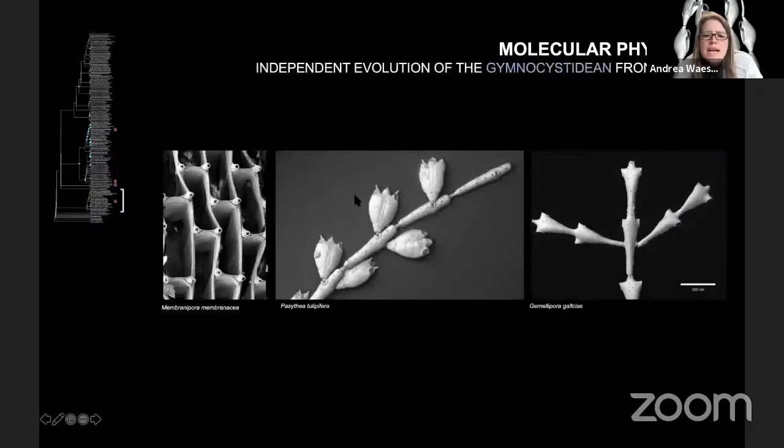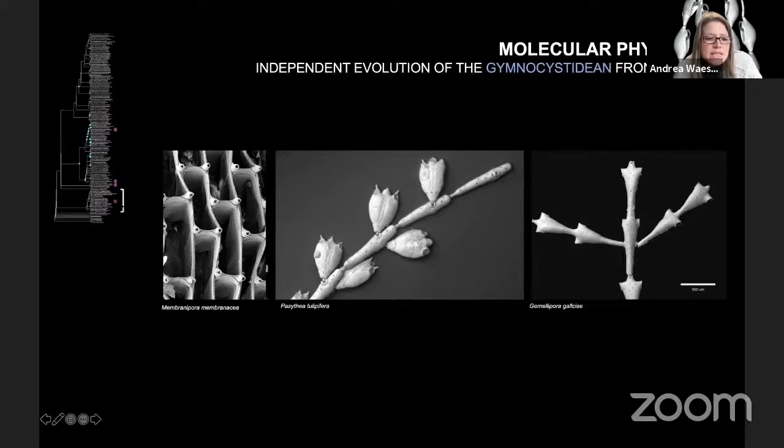And similarly, it's a different type of frontal shield, the gymnocystidian frontal shield. So this is a fully calcified frontal wall. So here we have two back-to-back zooids. And what was quite interesting here is, again, they popped up in different parts of the tree. But this occurrence, so this is in the broadcast spawning clade.